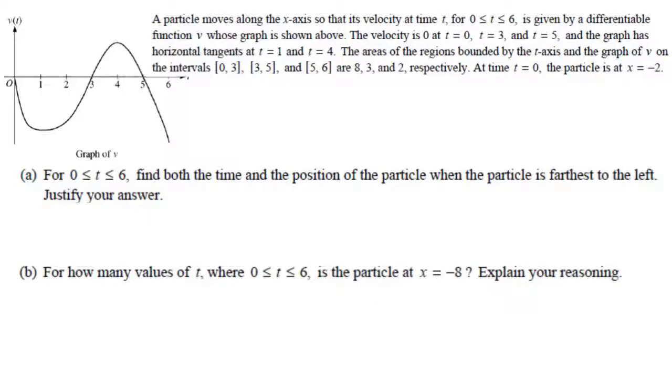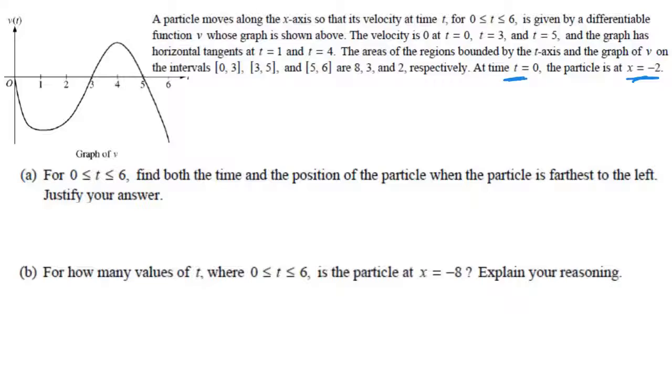Okay, for our next problem, we have a particle that moves along the x-axis so that the velocity at time t from 0 to 6 is given by a differentiable function v whose graph is shown above. The velocity is 0 at times 0, 3, and 5. And the graph has horizontal tangents at 1 and 4. The areas bounded by v over those intervals would be 8, 3, and 2 respectively. And at time 0, x is negative 2.